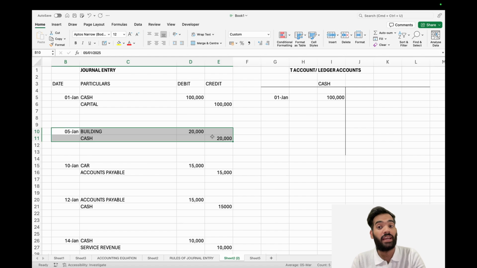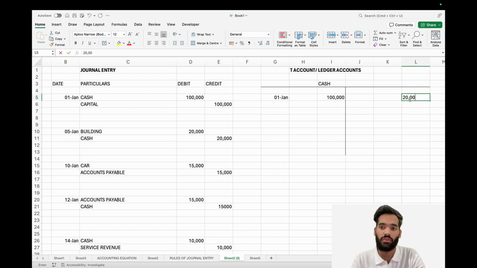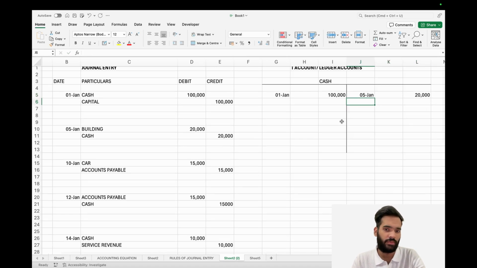Now in this case, cash is a credit. So on the credit side, I'll write $20,000. And what is the date? It's 5th of January. Awesome.